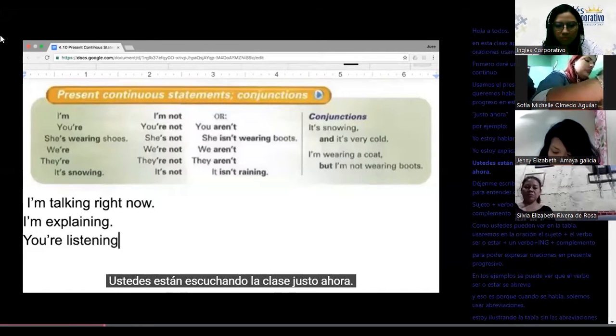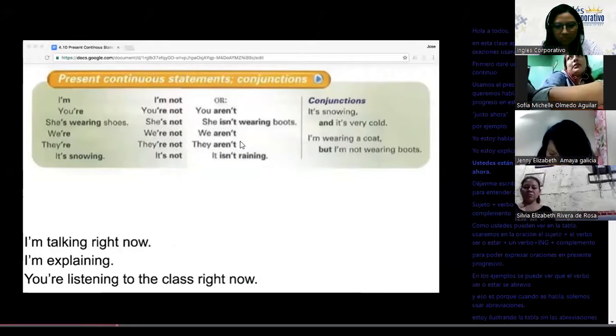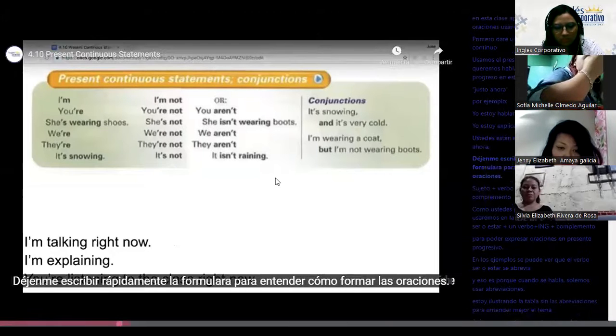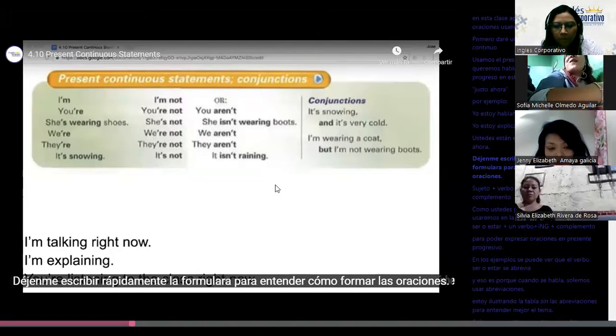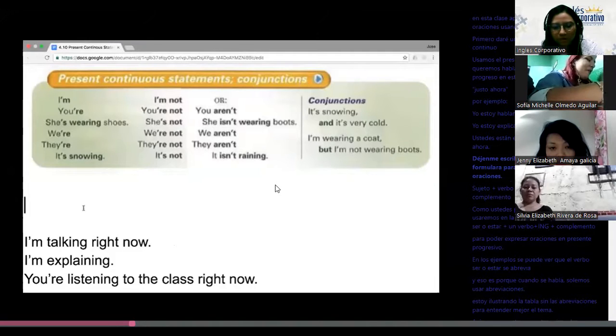You're listening to the class right now. Let me write a quick formula in order to understand how to form these statements. Okay, look at the formula. Here we go.